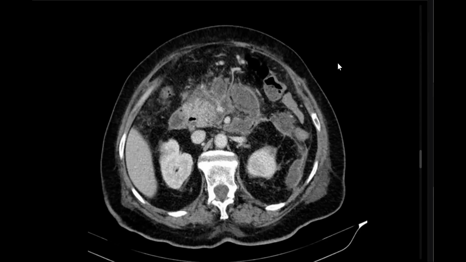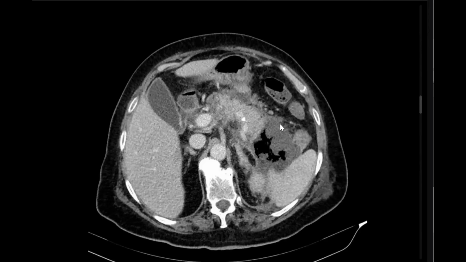Very good. So this is a case of infected necrosis where we can find a collection replacing the pancreatic tail. No enhancement at the pancreatic tail, and instead an ill-defined collection containing air foci. So it's an infected collection. What about this focus? This hyperdense focus, what does it mean?